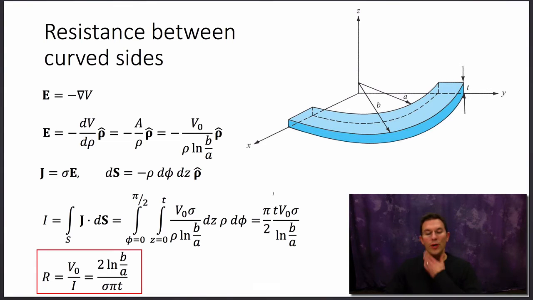So this is the current. This is the current flowing across that surface, across the surface right here.